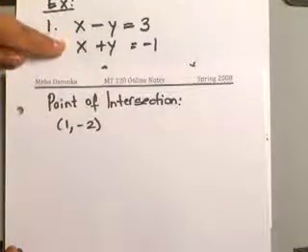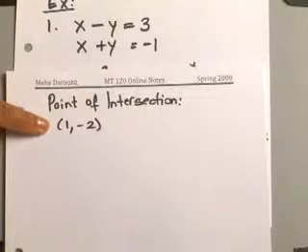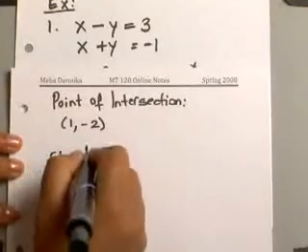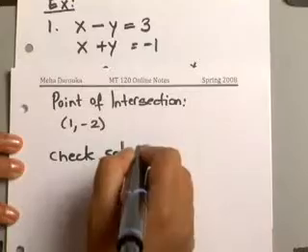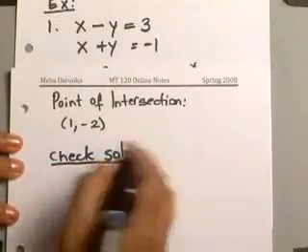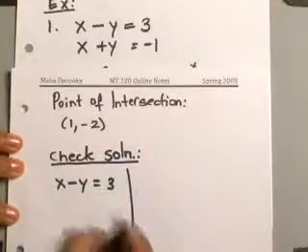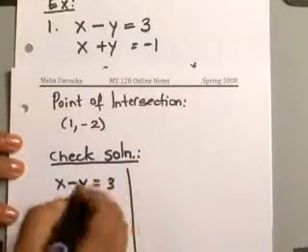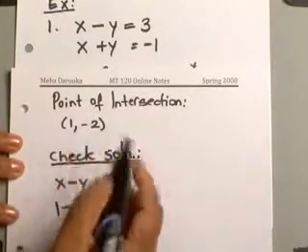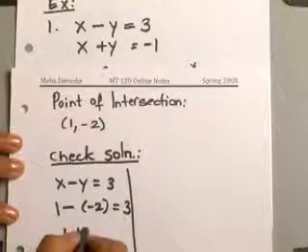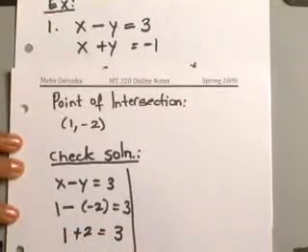Using these equations, we'll plug in our ordered pair and make sure that we end up with a true statement. So let's check our solutions. We have x minus y equals 3. So x is 1, and then y is negative 2. That will give me 1 plus 2, which is 3. So of course I end up with a true statement here.